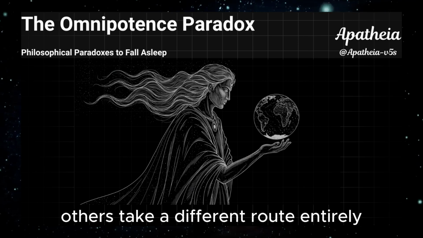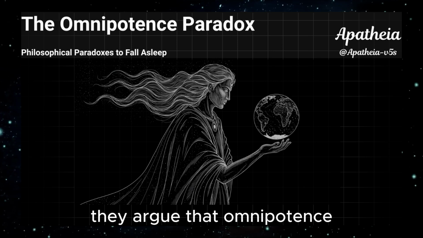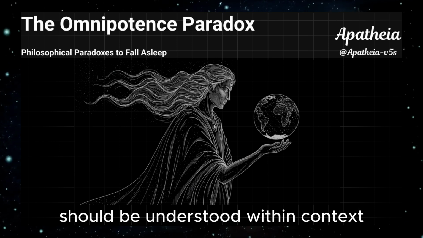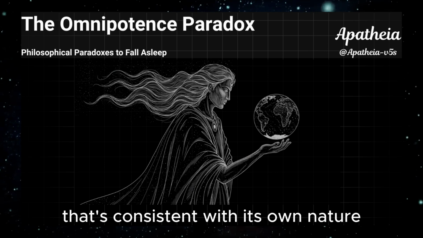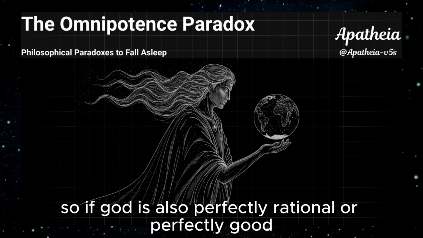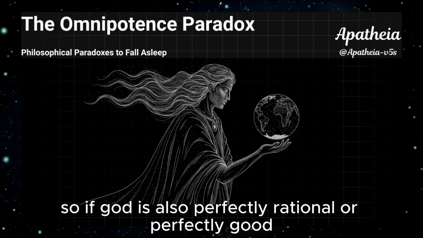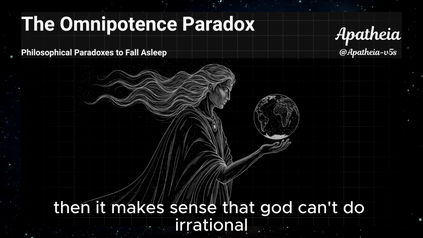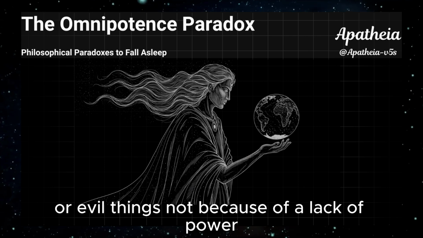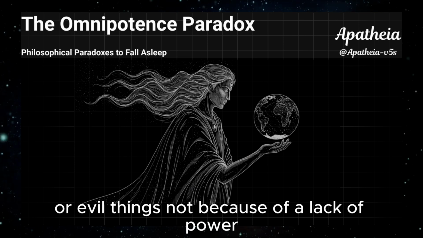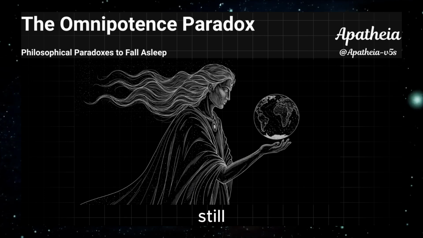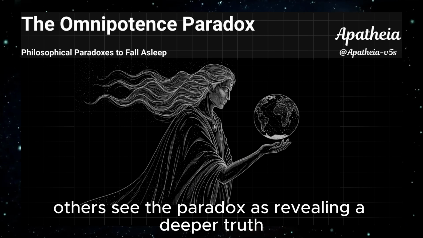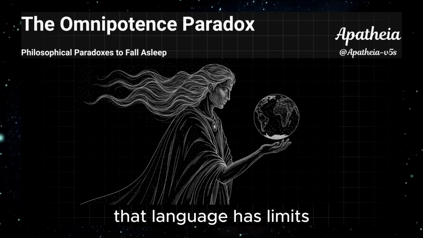Others take a different route entirely. They argue that omnipotence should be understood within context, that it means the being can do anything that's consistent with its own nature. So if God is also perfectly rational or perfectly good, then it makes sense that God can't do irrational or evil things, not because of a lack of power, but because those things would violate God's own identity. Still others see the paradox as revealing a deeper truth, that language has limits.